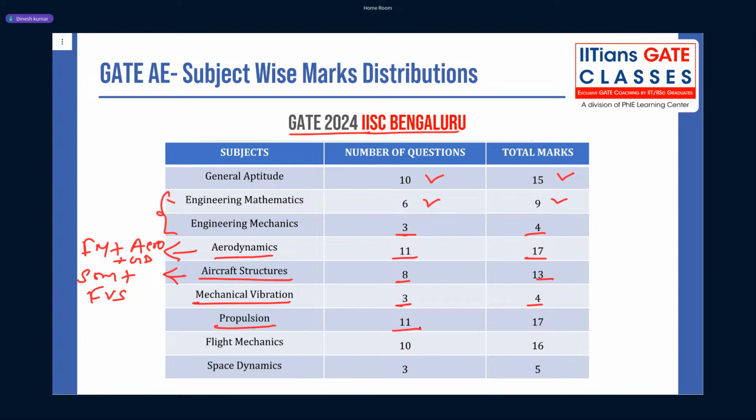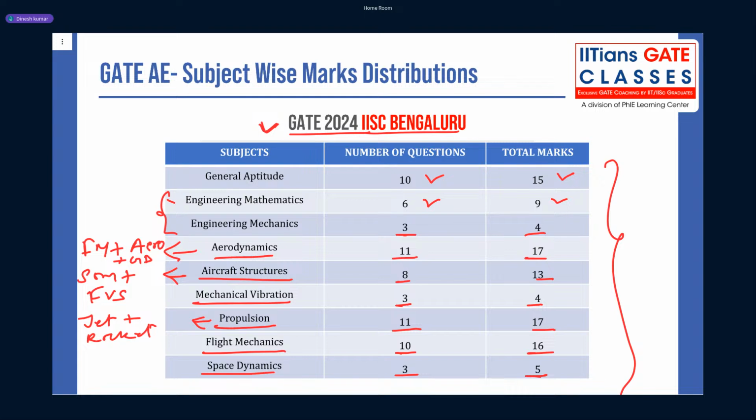Propulsion, there are 11 questions for 17 marks, but in propulsion, usually in GATE they ask questions only from jet propulsion as well as rocket propulsion. Flight mechanics, which has 3 parts, 10 questions came for 16 marks, and space dynamics, there were 3 questions and for 5 marks. So this is how the subject weightage was for the last 2024 paper.